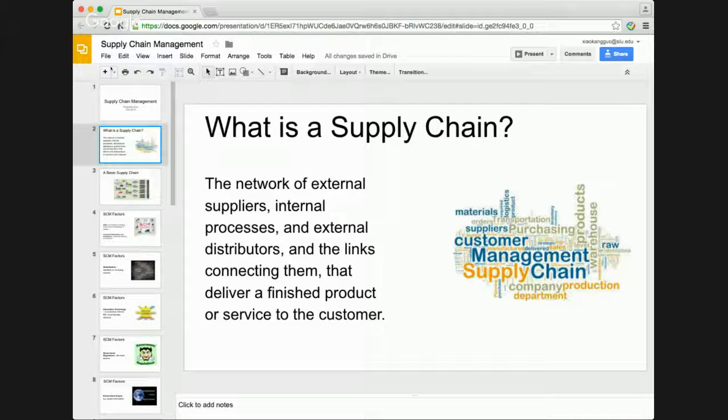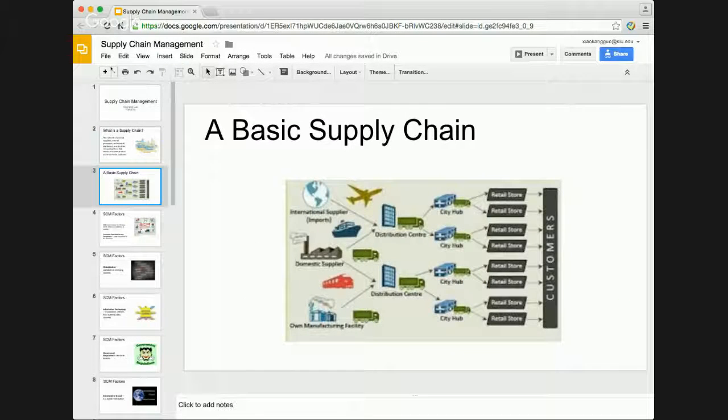First of all, before I talk about this, we should know what a supply chain is. Supply chain management is the network of external suppliers, internal processes, and external distributors, and the links connecting them that deliver a finished product or service to the customers. A basic supply chain.